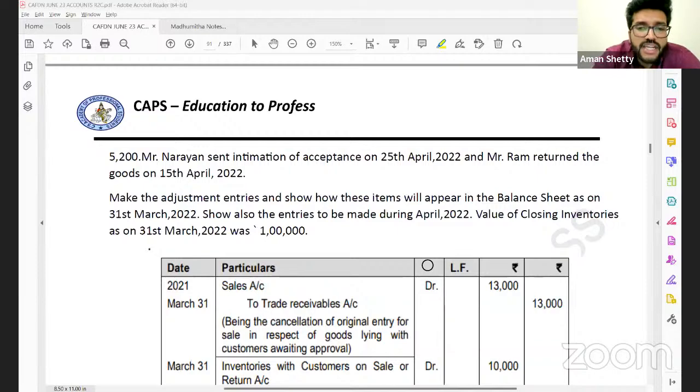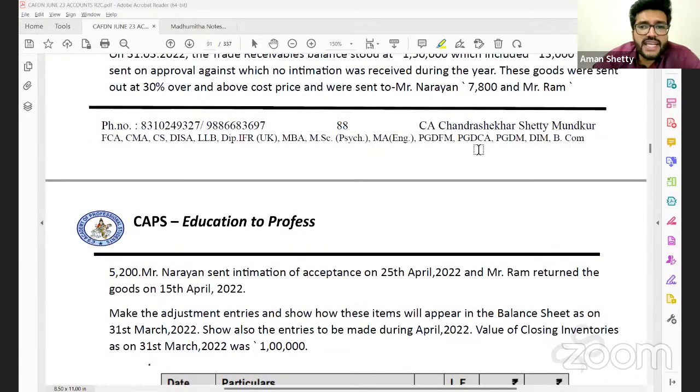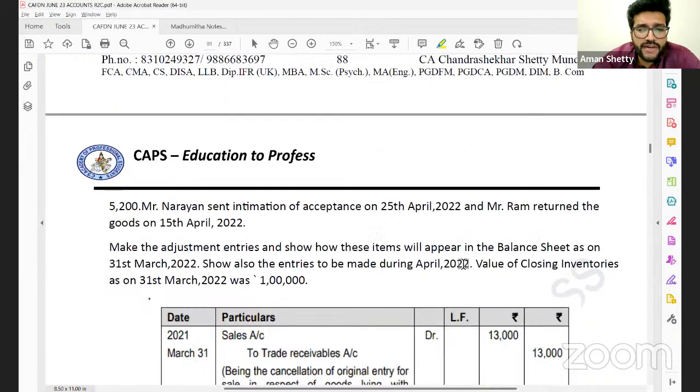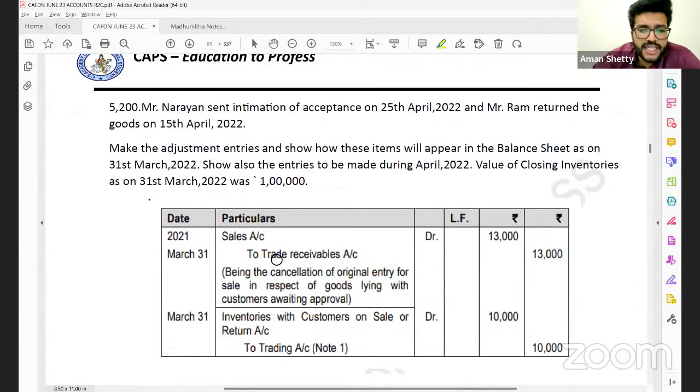I see now? Yes. So first one is sales only, 13,000 is included. Correct? Yes. Should it be reversed? Yes, it should be reversed. So therefore, you pass a reversal entry. You can check my chart also. When there is no intimation, in case of occasional or few basis, first you reverse the sales transaction. Sales account debit to trade receivables account. It is 13,000 and 13,000.